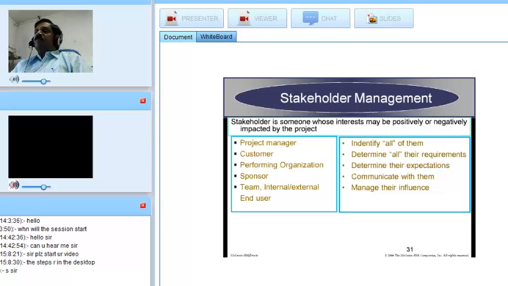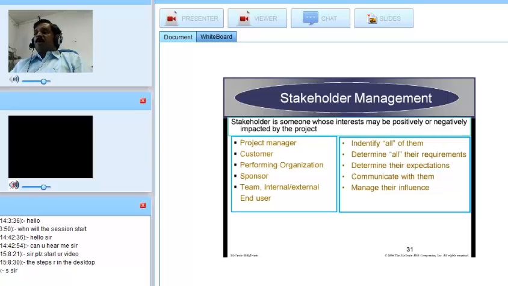So what are the things the different agencies should do to manage the stakeholders? If you're the project manager, you need to identify all the stakeholders and take care of their requirements, scope, etc. If you are the customer, you should be able to determine all the requirements. If you are a performing organization that has taken the contract for doing the project for the stakeholder, then you must be able to determine their expectations, because meeting the expectation is very important. If you are not able to meet his expectation, he may not give you the project next time. So the performing organization's interest is to make sure that the stakeholders' expectations are met.